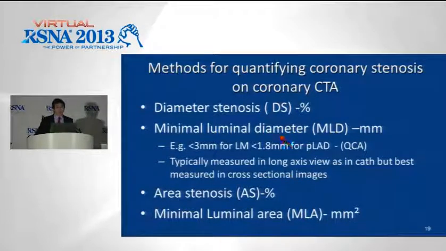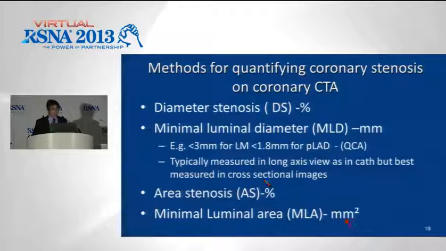Now, what about other ways of quantifying coronary stenosis aside from diameter stenosis? Minimal luminal diameter, MLD, is rarely used. Some people use it. Typically, it's measured in the long axis view, as in cath, but it's actually best measured in cross-sectional images. If you're going to do this, then most people use cath data, QCA data, and say that if it's less than 3 mm for left main, it's significant. Less than 1.8 mm for, say, the proximal LAD, it's significant.